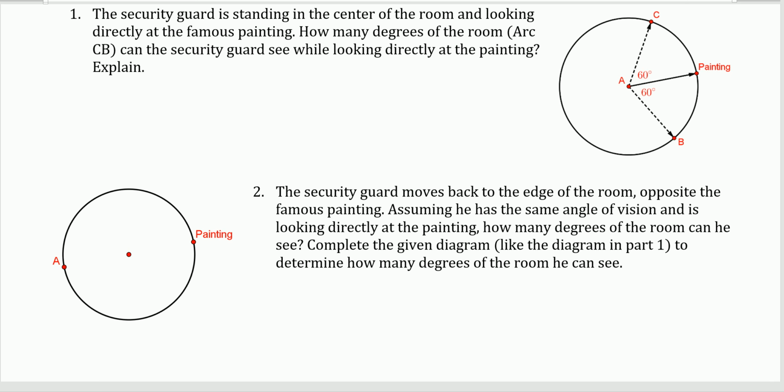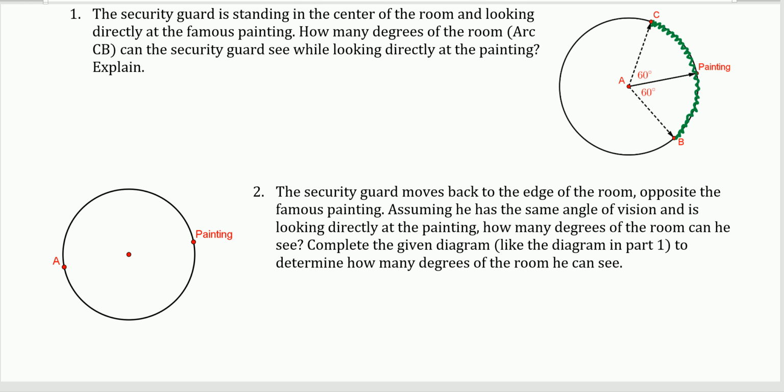Let's quickly go over the answers to the practice performance task. Question number 1 is asking how many degrees of the room a single security guard can view if he's placed in the middle. And the diagram gives a pretty accurate representation of that. And what we're trying to figure out is the measure of arc CB, and we see it marked here in green.